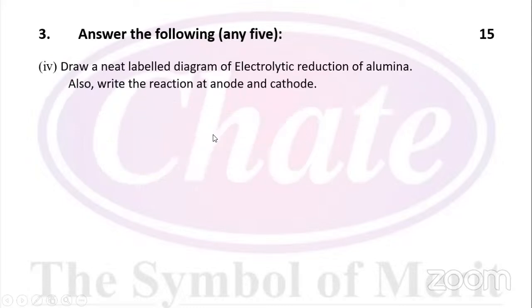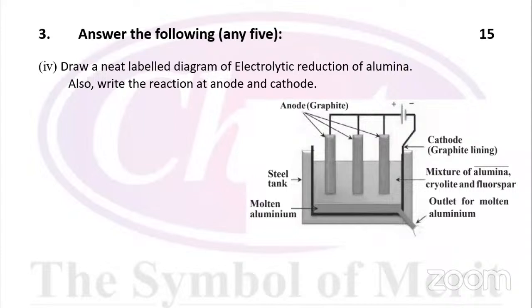Now, next question. Draw a neat labelled diagram of electrolytic reduction of alumina. Also write the reaction at anode and cathode. So again, this is the diagram you have to draw. It is a well-labeled diagram. Obviously this may be asked by the board, or sometimes they just give you the diagram and ask you to label it. So this is the diagram from your textbook.